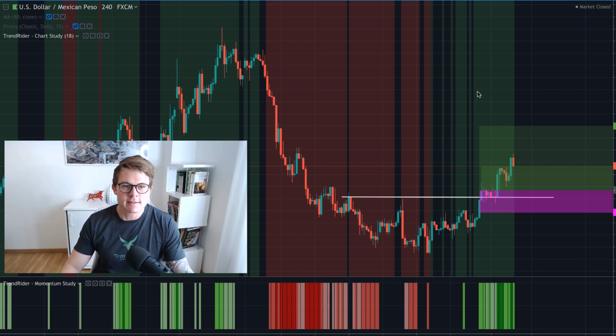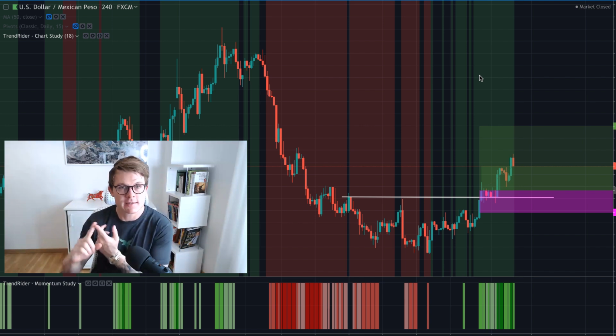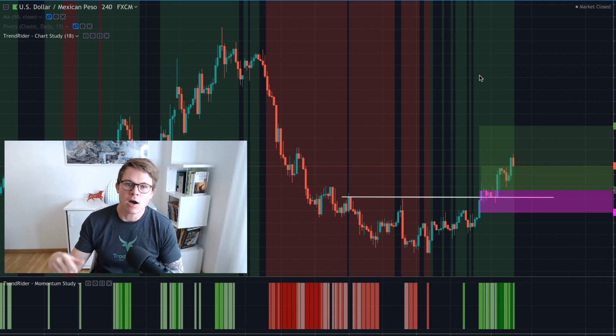The Trend Rider is your all-in-one trading indicator. It has been developed by us over the past years, and it helps you with getting into better trades. It helps you with exiting trades. It helps you with trading confidence. It shows you exactly how long to stay in a trade, when to exit it. And this is all in one indicator.